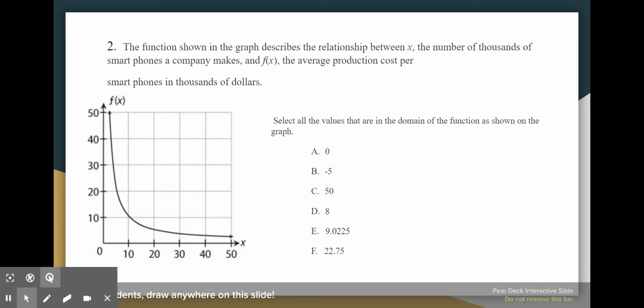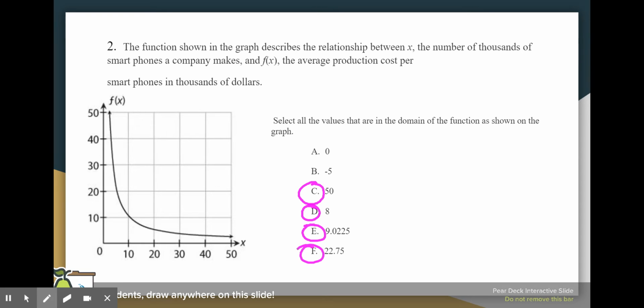Sorry about the bell. So let's look at x equals 50. That's right here. It is on my graph, so I'm going to select that one. What about 8? X equals 8 is somewhere like right here, and it is on my graph, so I'm going to select that one. 9.022225, well, that's going to be right here, which is on my graph, so I'm going to select it. And the last one is 22.75. It's going to be somewhere like right here. It is on my graph. So those are the answers.